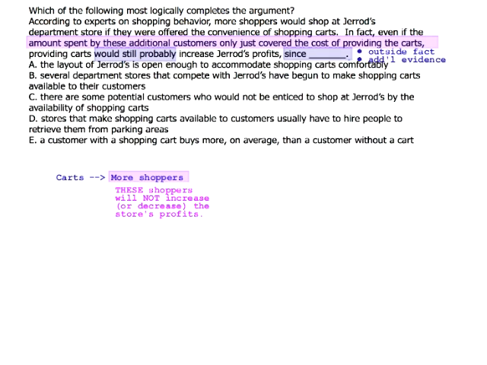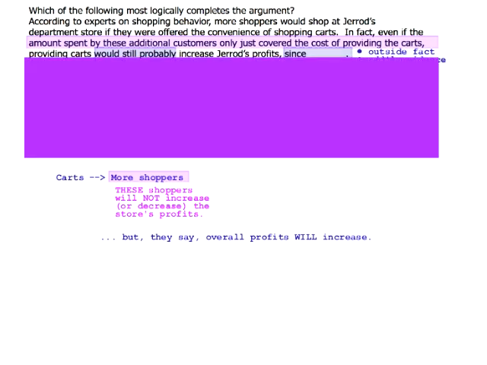Okay. But then they're saying profits overall will go up. And you want an additional reason for this. So let's forget the choices for a second. If we lay it out in these simple terms, you can pretty much see what we're going to need here. I mean, what they're saying is if you add carts here, then there's going to be more shoppers, but we know that more shoppers are not going to be the source of extra profits.